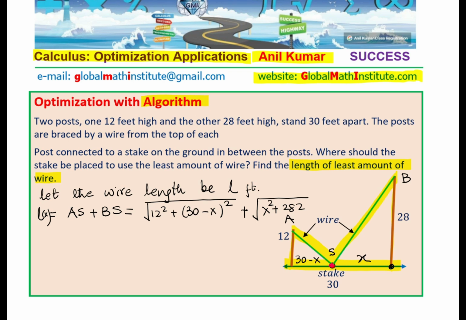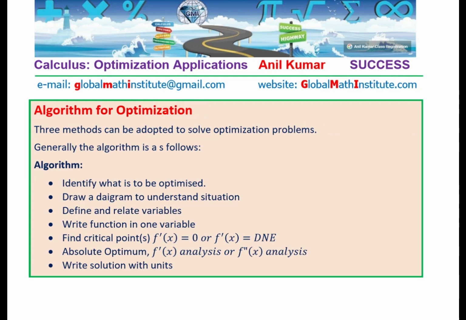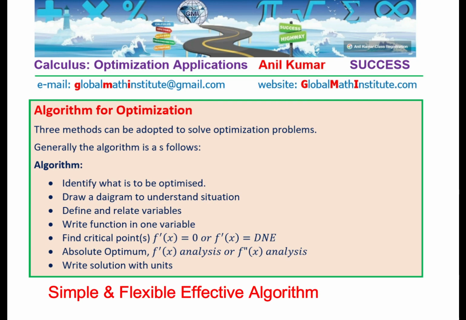So that becomes the length as a function of x. Let us just review the algorithm which we are going to follow. As discussed in many of our videos earlier, the algorithm for solving optimization problems, in this case minimum length, is: first, identify what is to be optimized, the length of the wire in this case. Draw a diagram to understand the situation. The diagram is given to us. Define the related variables, so we have defined L. Write the function in one variable. We got this function L of x in terms of x, the distance from the bigger post.